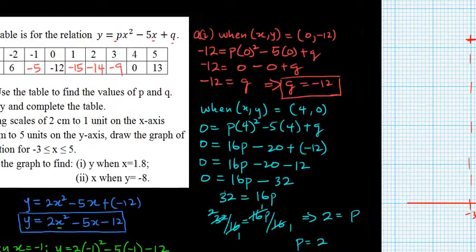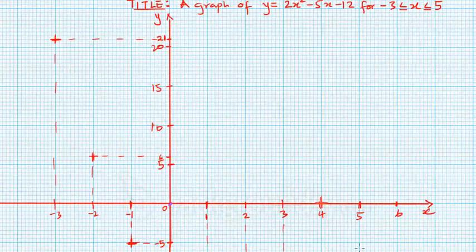When x is 5, y is 13. This is 5, so let's trace this up to y 13. If this is 10, the next two boxes give us 11, the next two boxes give us 12, the next two boxes will give us 13. Let's trace this out.